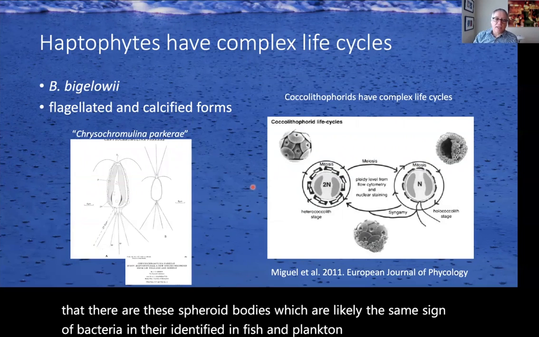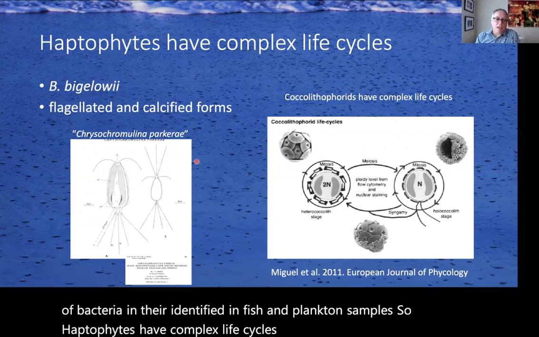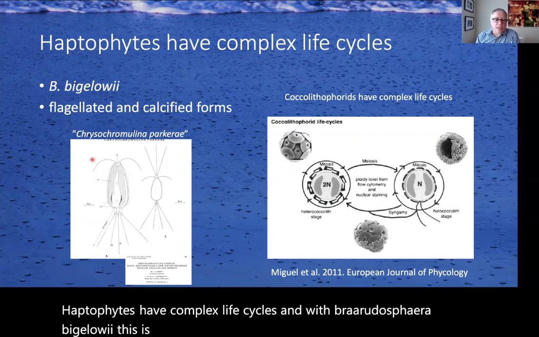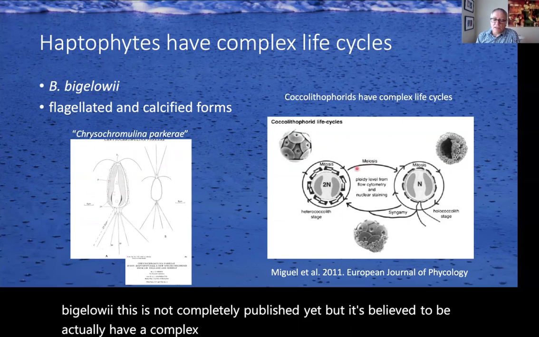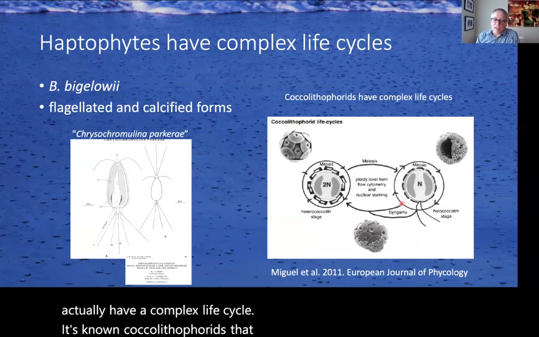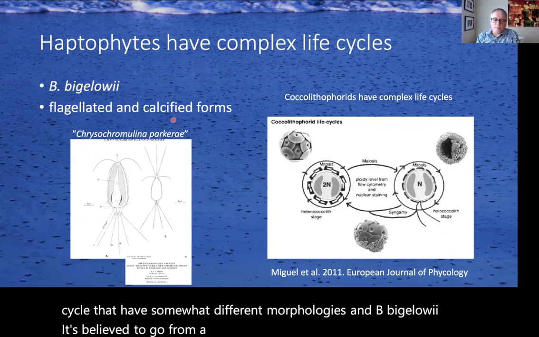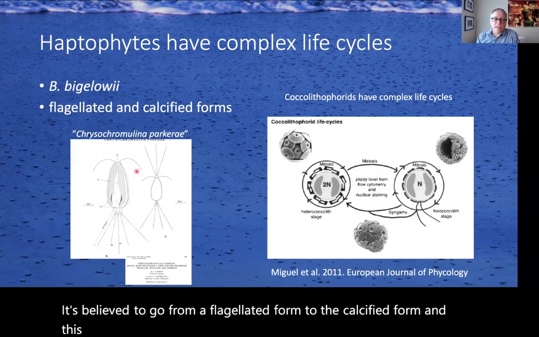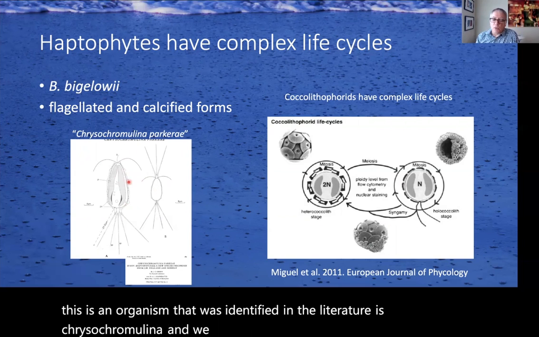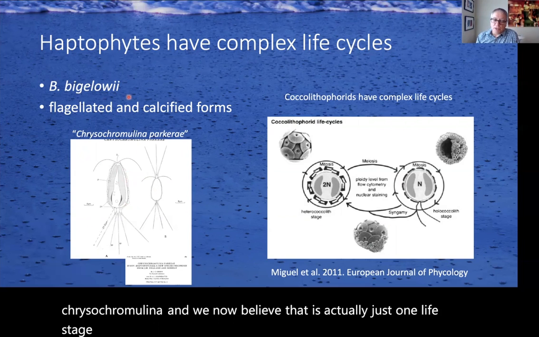So haptophytes have complex life cycles, and with Braarudosphaera bigelowii, this is not completely published yet, but it's believed to actually have a complex life cycle. It's known that coccolithophores go through a meiotic life cycle that have somewhat different morphologies. And in B. bigelowii, it's believed to go from a flagellated form to the calcified form. And this is an organism that was identified in the literature as Chrysochromulina, and we now believe that that is actually just one life stage of Braarudosphaera bigelowii. And this is all work of Kyoko Hagino.